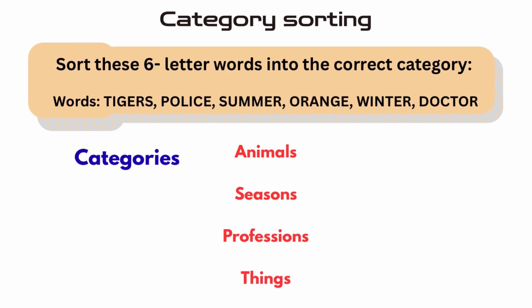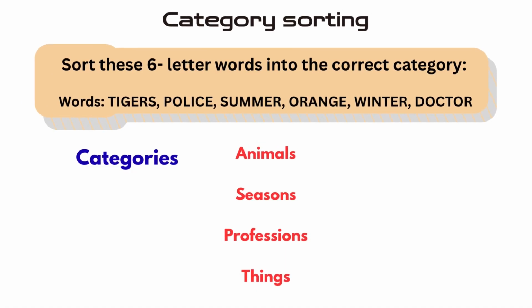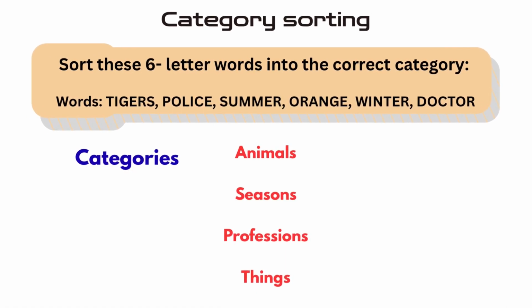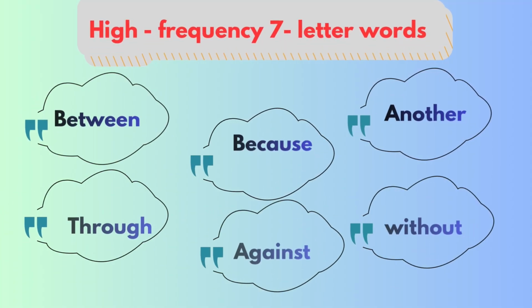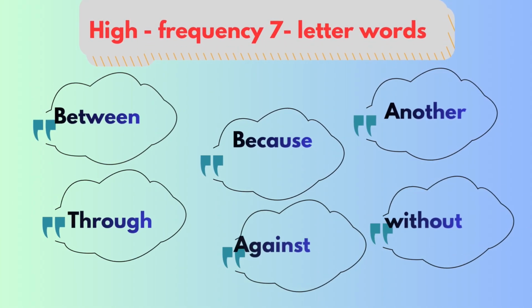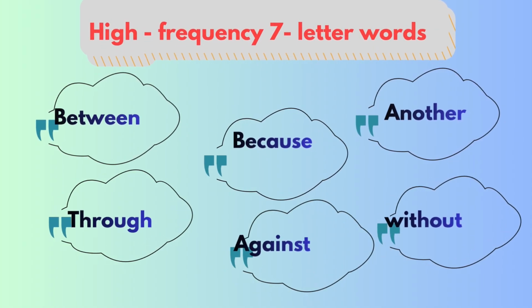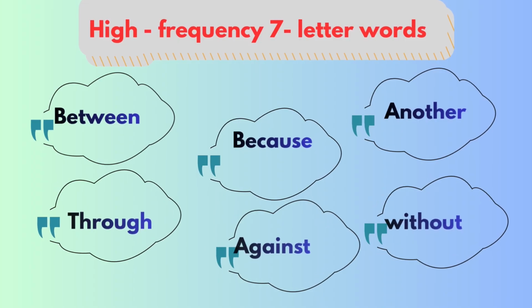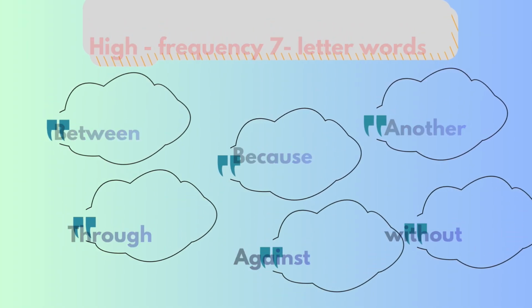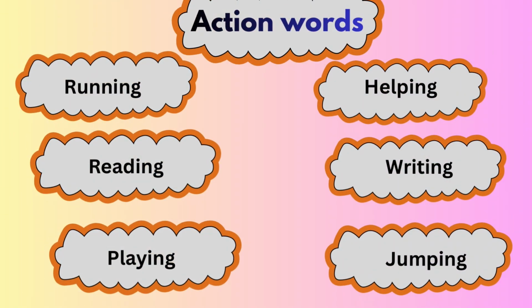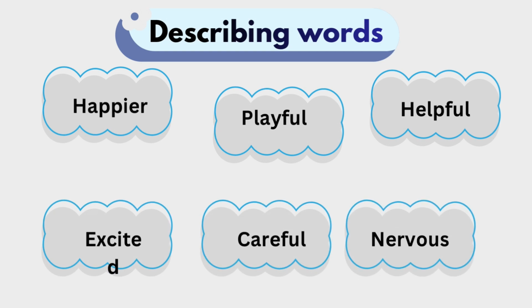Now we are moving to the 7-letter words. Some here are high frequency 7-letter words we often used to see in the books, newspapers. Okay, between, through, because, against, another, without. Some describing words also here. 7-letter words: happier, playful, helpful, excited, careful, nervous. Everyday nouns we used to see: morning, student, teacher, country, parents.